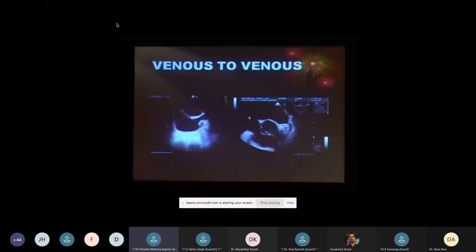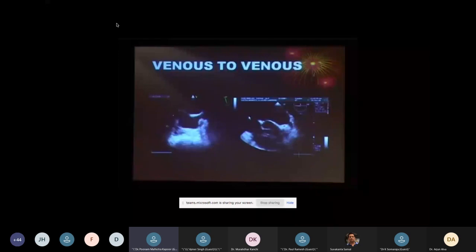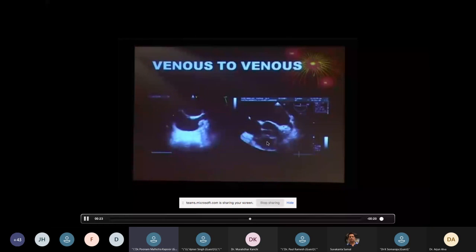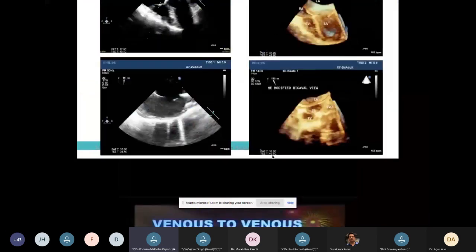And what to do when we have a VV ECMO? We should do two views. One of them is the bicaval view at 60 to 100 degrees, where you see the superior vena cava, the interatrial septum, the LA, the RA, the mid cavity of the RA for any cannulas, and the IVC. You could do a modified bicaval view to see and interrogate nicely the tricuspid valve and see any gradient across the tricuspid or any velocity change.